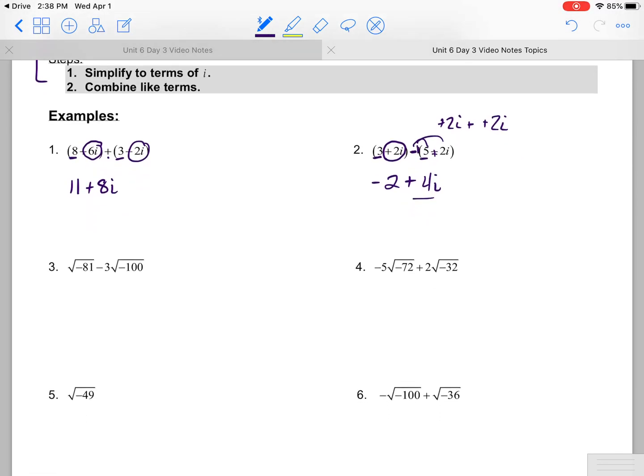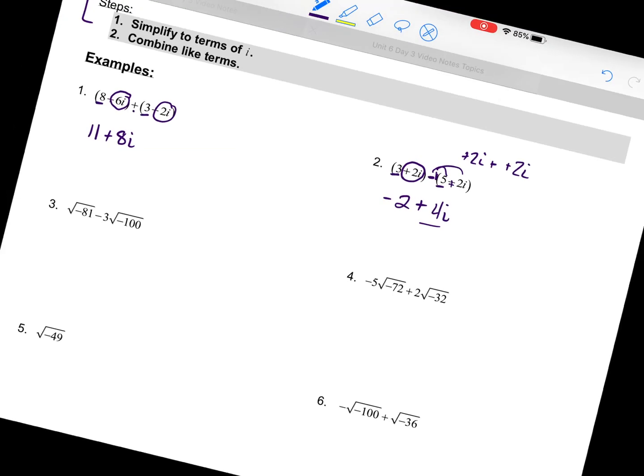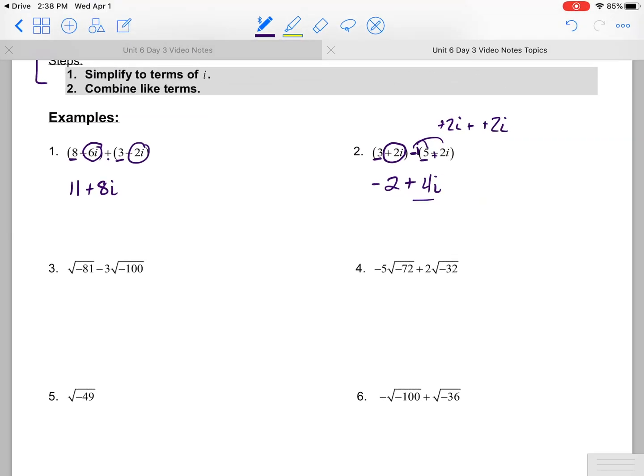All right, so examples 3 and 4 are going to be kind of the new ones, compared to what we did last class. We're going to combine the stuff from the first video. So the square root of a negative 81, if you remember from video 1, my answer would be 9i. The square root of 81 is 9, and because it's negative, I put an i there.